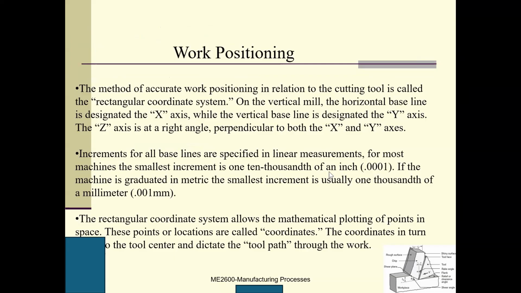For work positioning, the method of accurate work positioning in relation to the cutting tool is called the rectangular coordinate system. On the vertical mill, the horizontal baseline is designated as X, while the vertical baseline is designated Y, and the Z axis is at a right angle perpendicular to both X and Y. Increments for all baselines are specified in linear measurements. For most machines, the smallest increment is 1/10,000th of an inch. So this is very, very accurate. Okay?